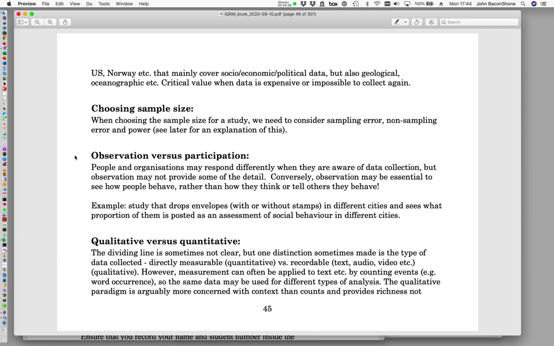Observation versus participation. So this is primarily about human beings, right? So the difference is, observation means I actually watch and see how you behave, as opposed to asking you to self-report how you behave. The problem is that people don't always tell the truth. They may not even realize they're not telling the truth when they're doing a self-report. But observation is generally very expensive to do.